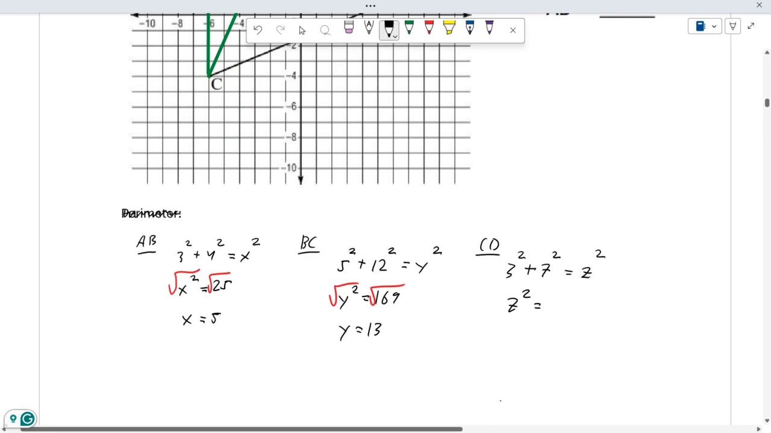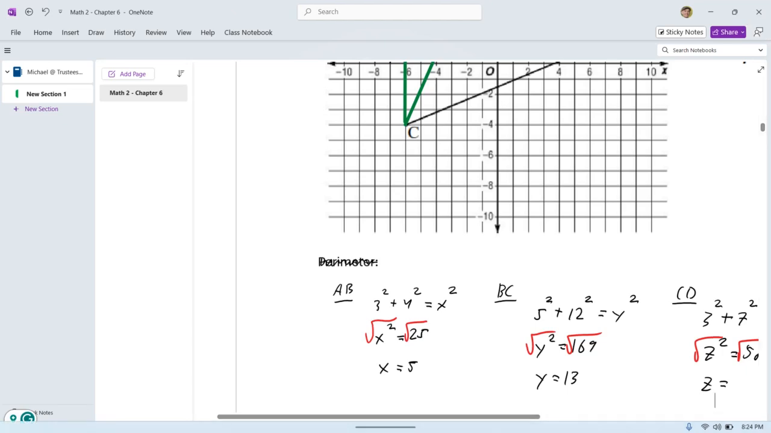So z squared equals 3 squared is 9, 7 squared is 49, and 9 plus 49 is 58. Again, I want the square root to get rid of the squared. So we get z equals. Now, unlike the first two, the square root of 58 is an irrational number. If you go to your calculator and you type in the square root of 58, you're going to get some wacky decimal.